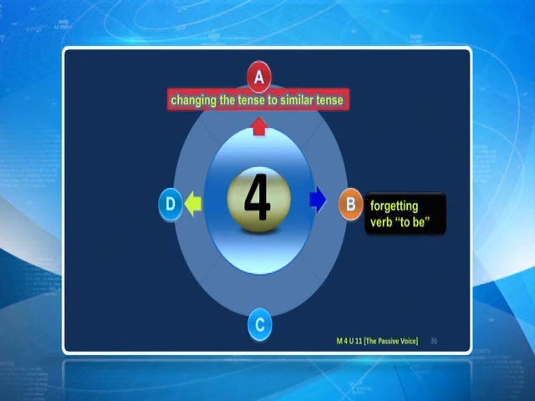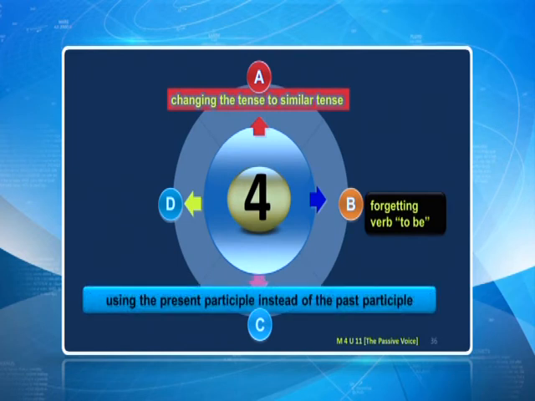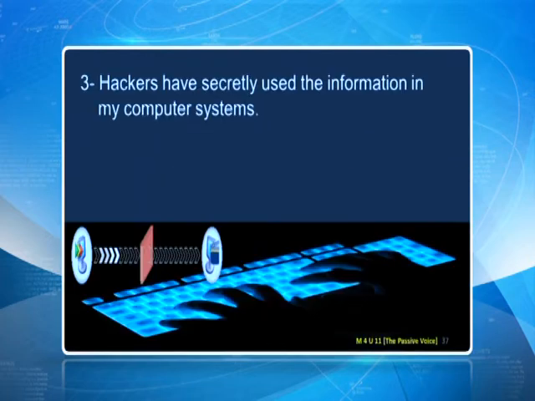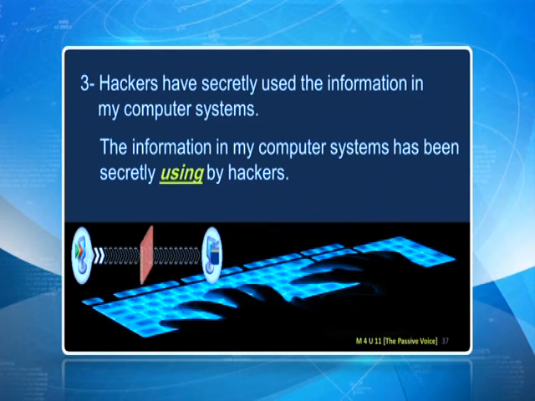The third mistake, which is extremely common among you, is using the present participle, which means verb plus ing, instead of the past participle of the verb. Let's take an example. Hackers have secretly used the information in my computer systems. Some of you may say the information in my computer systems has been secretly used by hackers, which is not correct. What you need here after the past participle of the verb to be is the past participle of use, which is used.